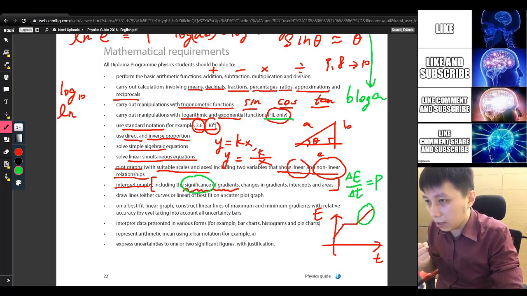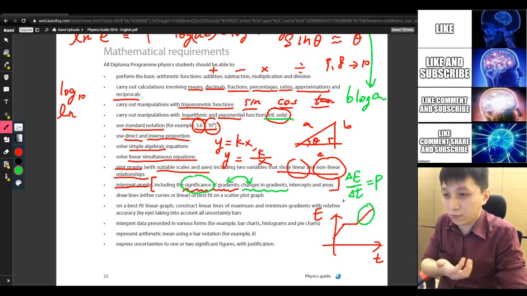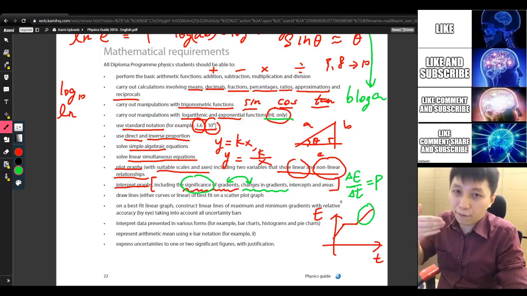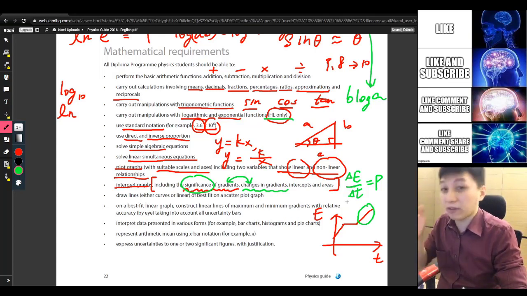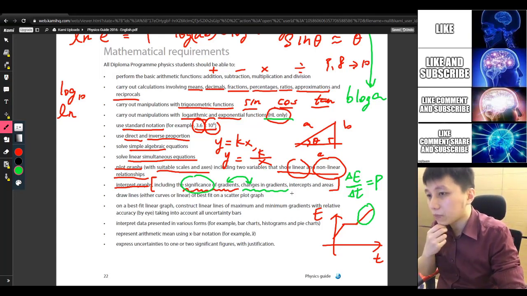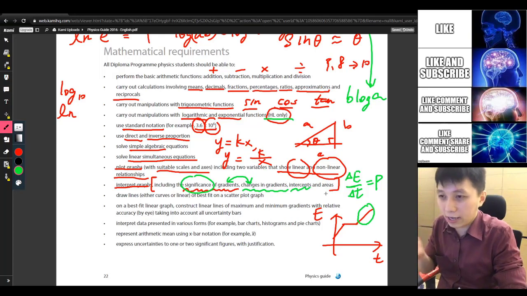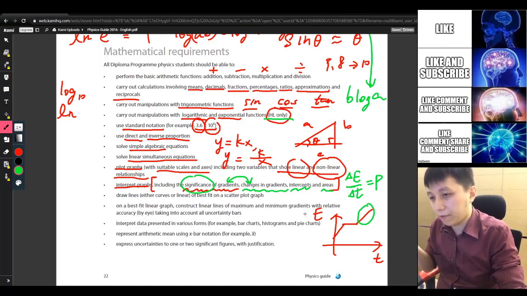Okay, and then change in gradient is a bit different from gradient. Change in gradient means the change of slope, so it's like the rate of the change. So it becomes faster, like increase with an increasing rate or increase with a decreasing rate, etc. Intercept, that means y and x intercept.